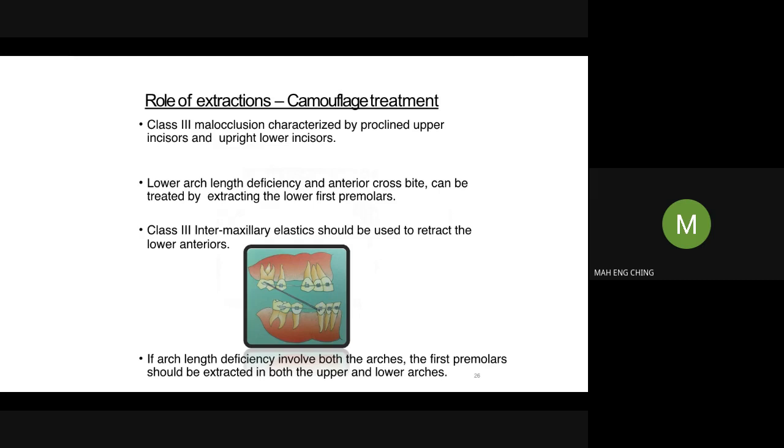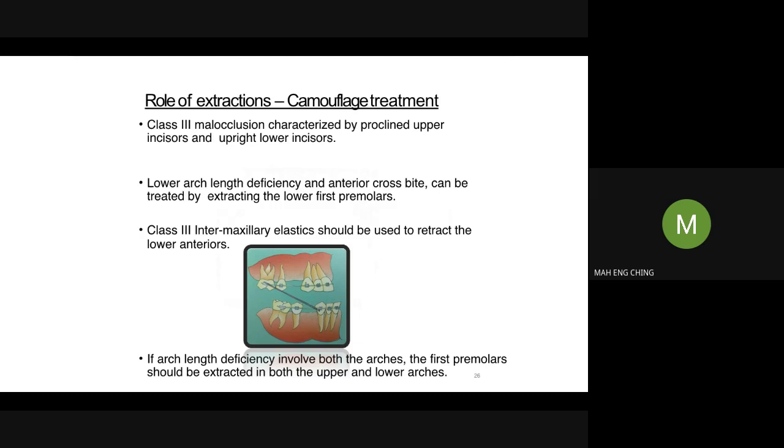So what's the role of extractions? When we come to a mild to moderate class 3 malocclusion, maybe you can do camouflage treatment. It means using braces treatment only, without surgery. Class 3 malocclusion is characterized by proclined upper incisors and upright lower incisors. Then maybe you can do some camouflage treatment.